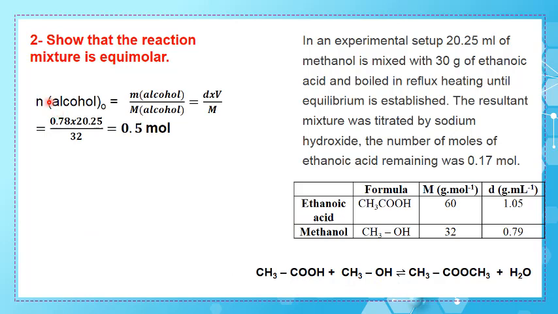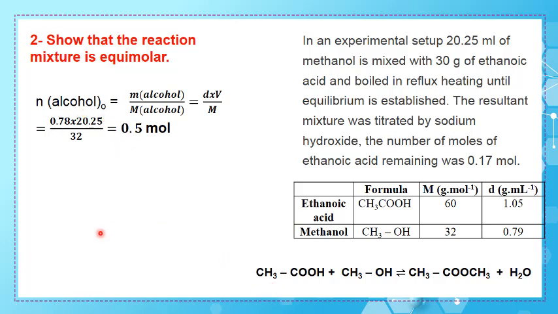So what is n0 of alcohol? It is simply the mass of alcohol over the molar mass. But we don't have the mass, we have rather the density and the volume of alcohol. So the mass of alcohol will be density times the volume over the molar mass. As you can see, the molar mass is given here, 32. The density is given in gram milliliter minus 1. We don't have to convert it. Why? Because the volume here is given also in milliliters, so it's enough to multiply in order to obtain the mass in gram. So the initial number of moles of alcohol is 0.5.